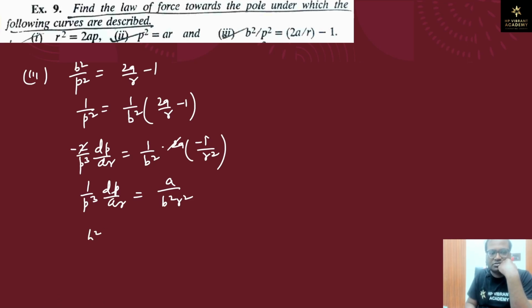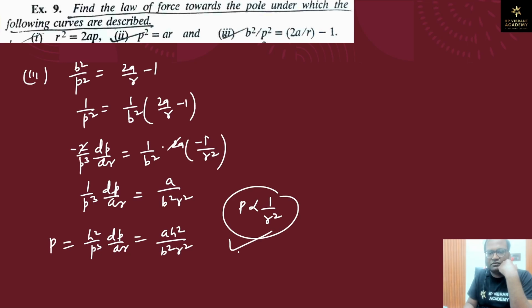Okay, so we have h square upon p cube dp upon dr is equal to a h square upon b square r square. This is central acceleration. So the p is inversely proportional to r square. This is law of force. Okay.